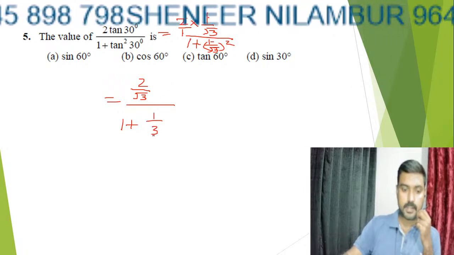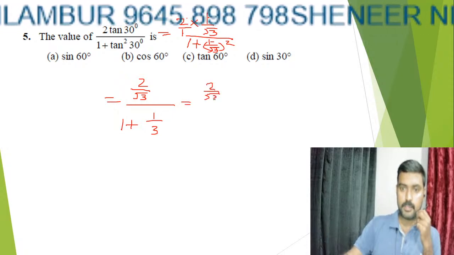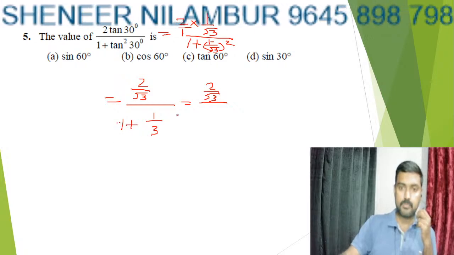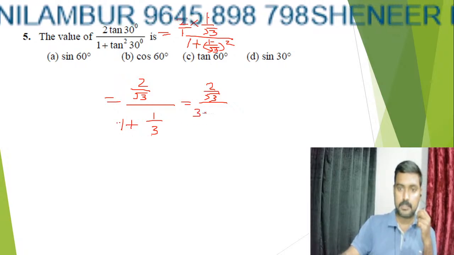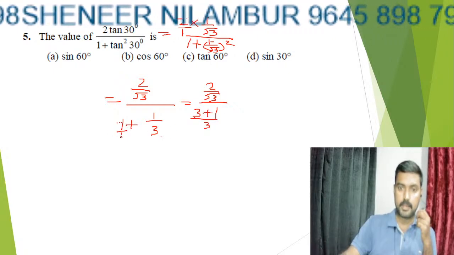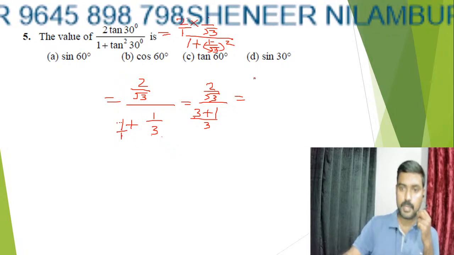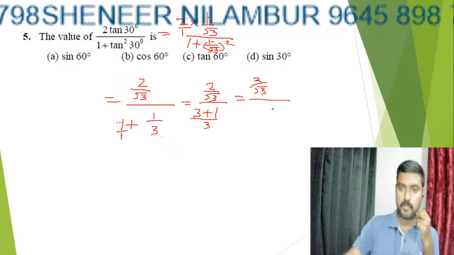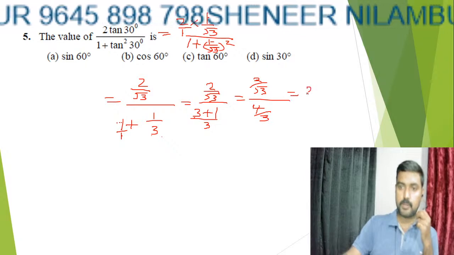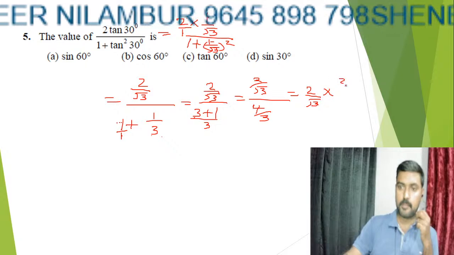By using cross multiplication on the denominator, we will get 2 by root 3 divided by 3 into 1, 3. 3 plus 1, 4. Cross multiplication, 3 plus 1 by 3. 1 into 3, 3. Here the denominator 1; 1 into 1, 1, divided by 1 into 3, 3. So we will get 2 by root 3 divided by 4 by 3. Here we know the reciprocal multiplication: 2 by root 3 into the reciprocal, which is 3 by 4.